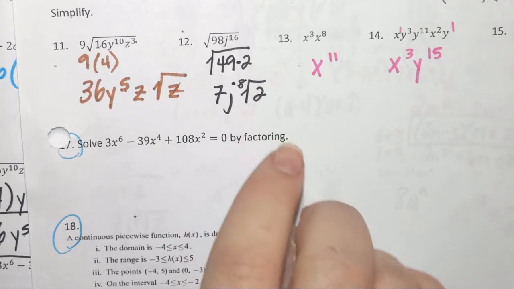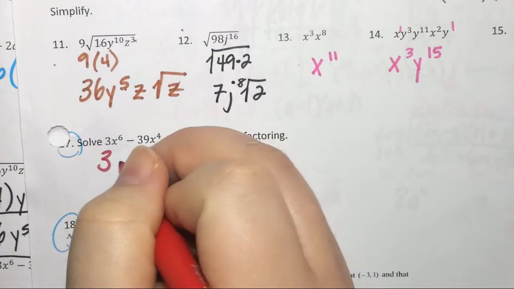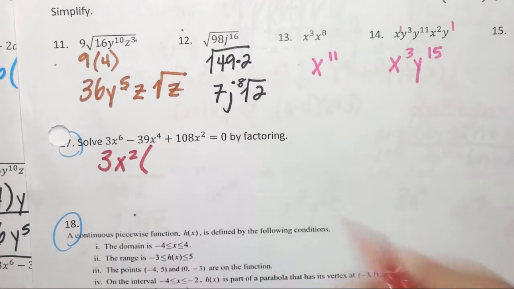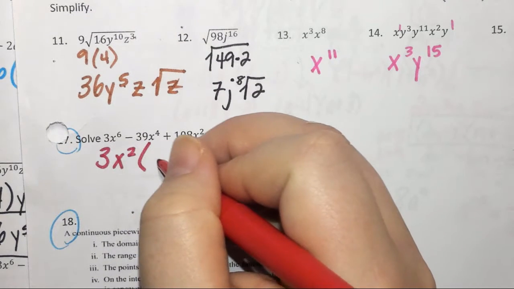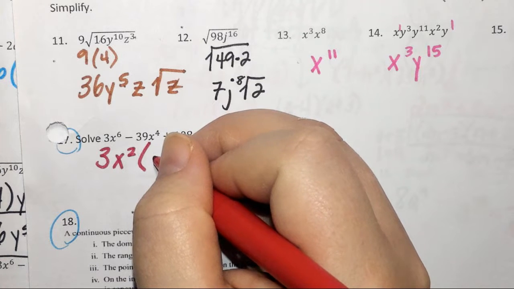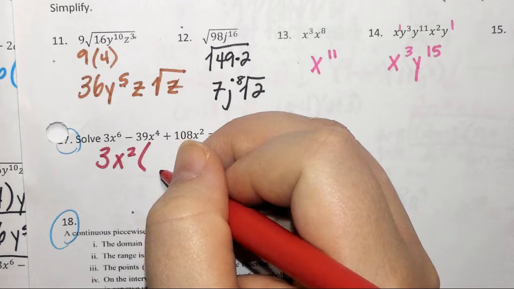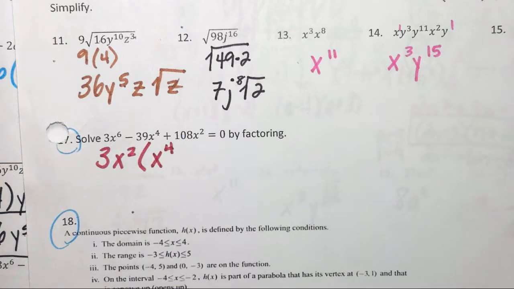Yes. Who said 3? Okay, 1 and 6 can have the point. So if we bring out a 3 and an x squared, we would be left with what? X to the what power? We add the exponent, so it needs to be x to the what power? Yeah, because 4 plus 2 is 6.